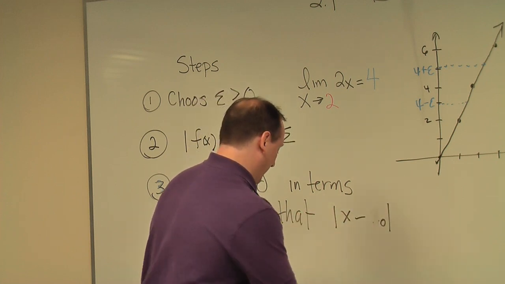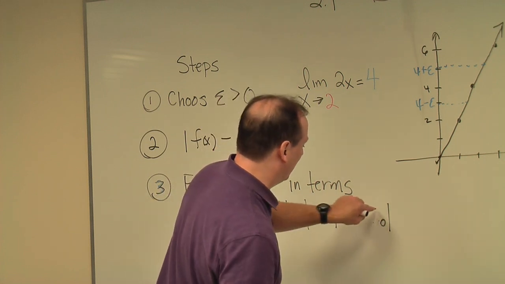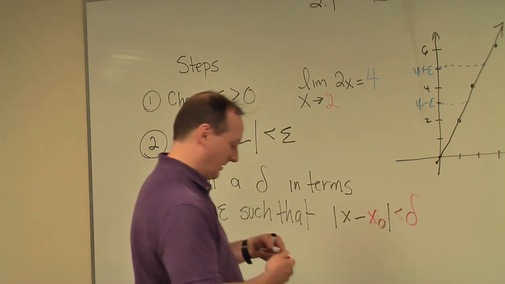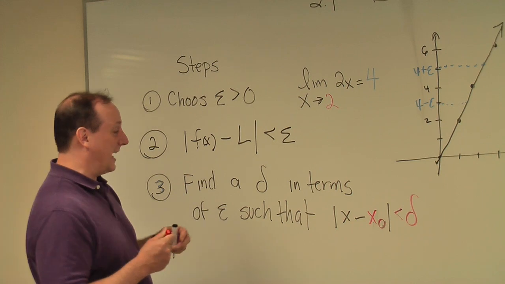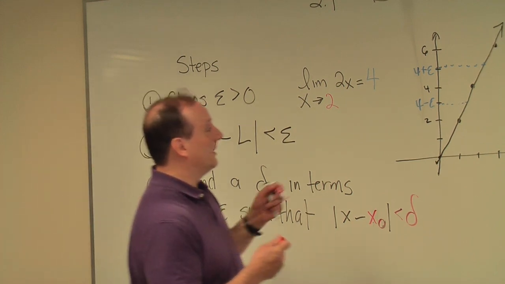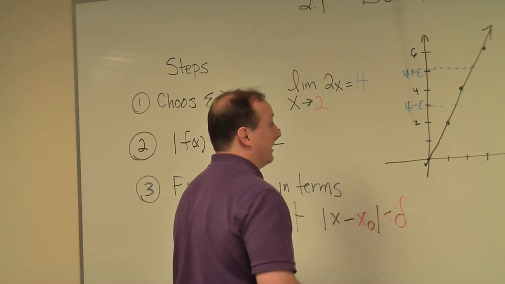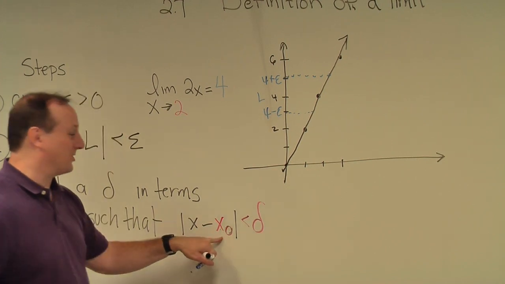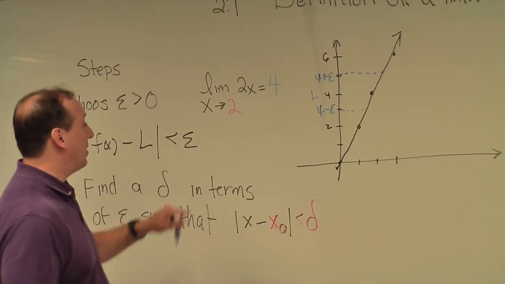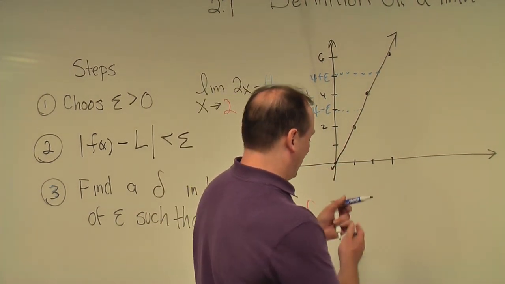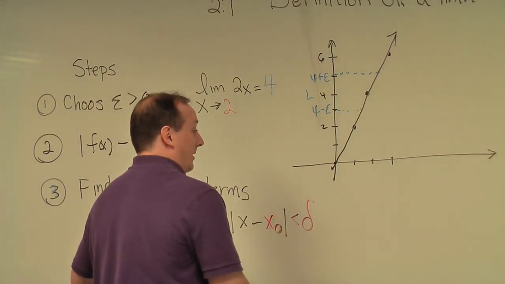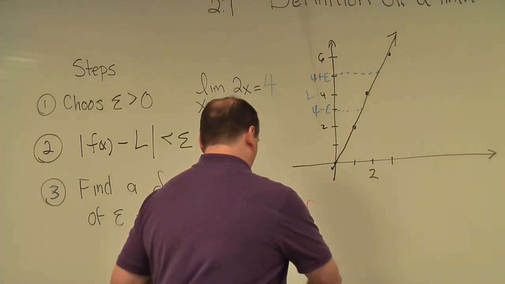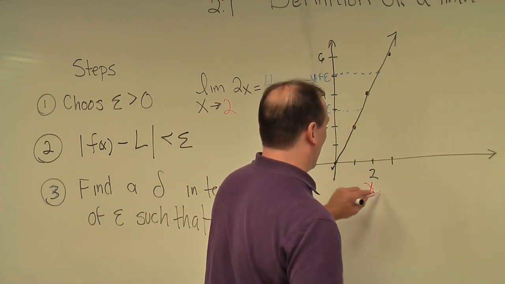I'm going to use a different color here because I want to highlight something with colors. Okay, so in this case, just to be clear in the graph, our limit is 4. So the L here is 4. What is this x naught here that I'm talking about? The x naught is the 2. So in this case, this is 2, right? Over here, 1, 2. And that represents our x naught.